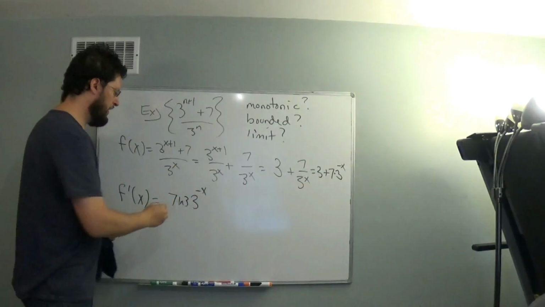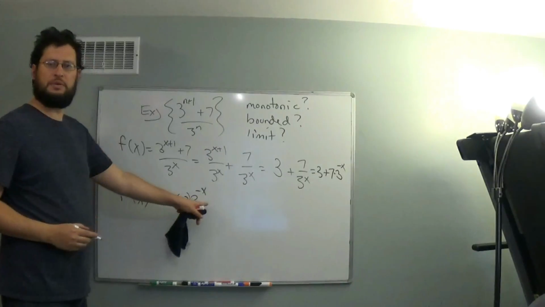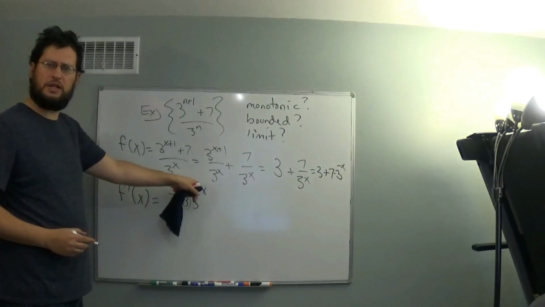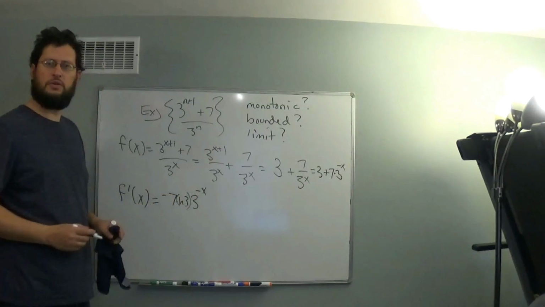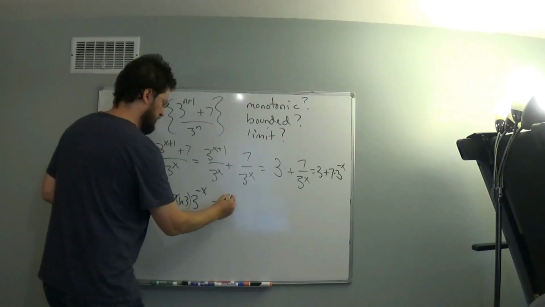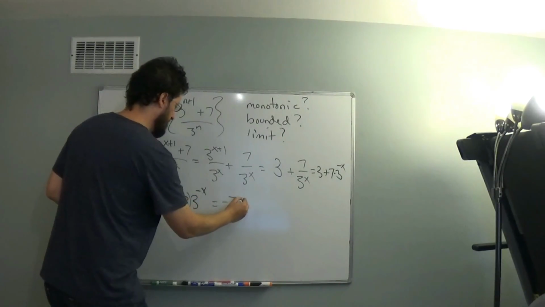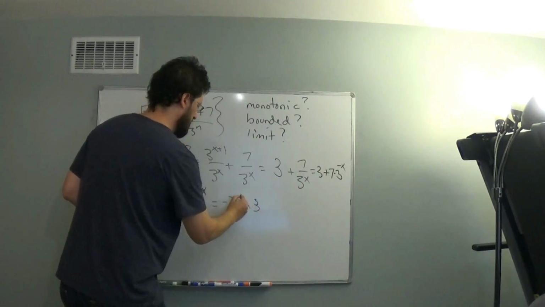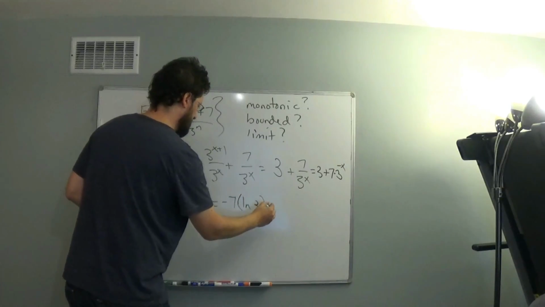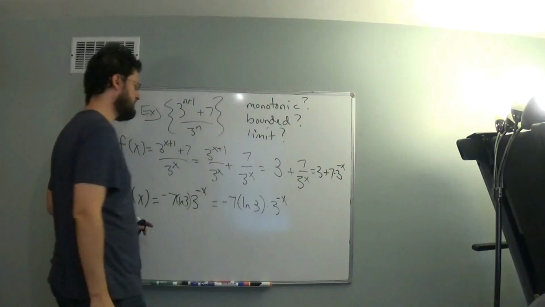Remember, I get an extra ln of 3 when I'm taking the derivative of this, but I also get a negative from the chain rule, from the exponent that's there. So let's just make that a little nicer: negative 7 times ln of 3 times 3 to the negative x.